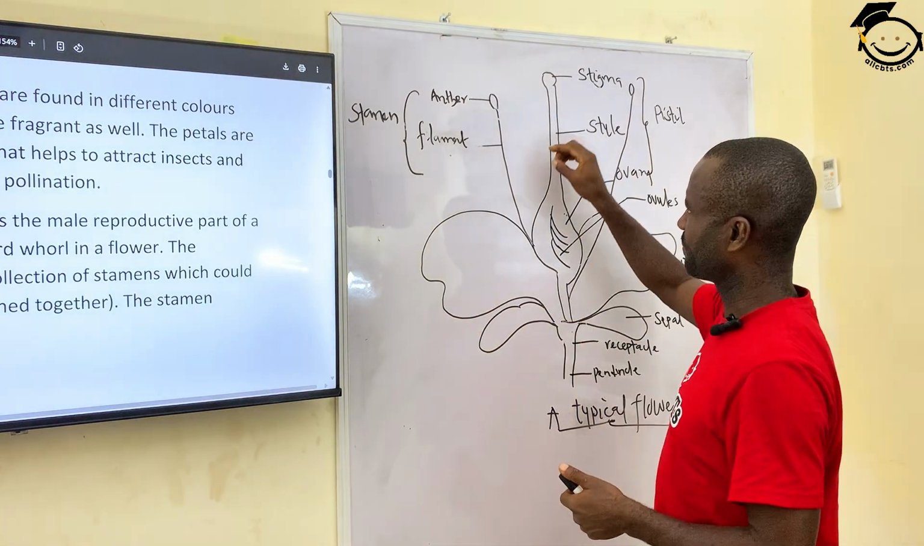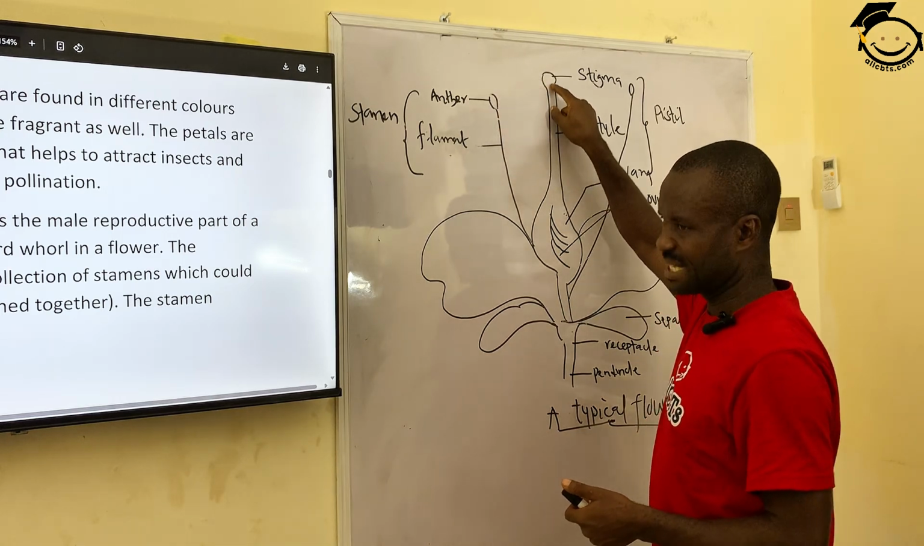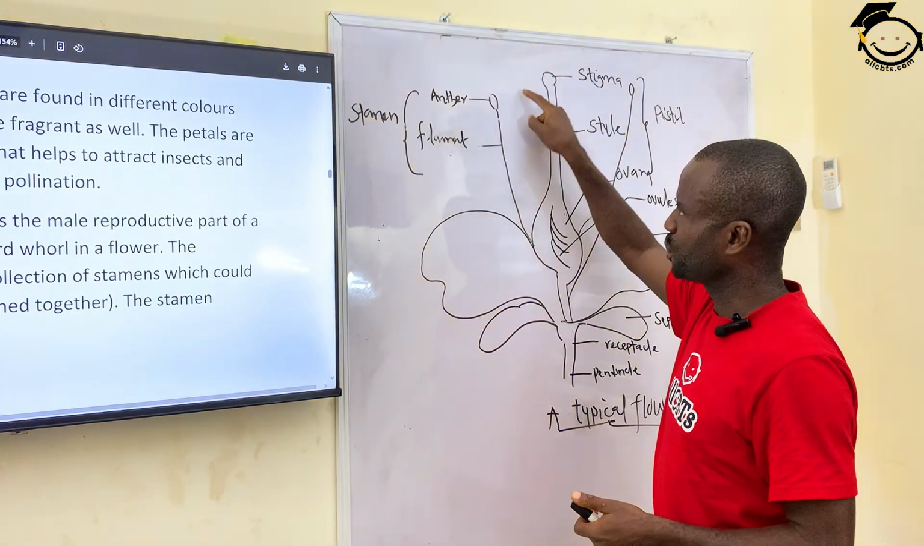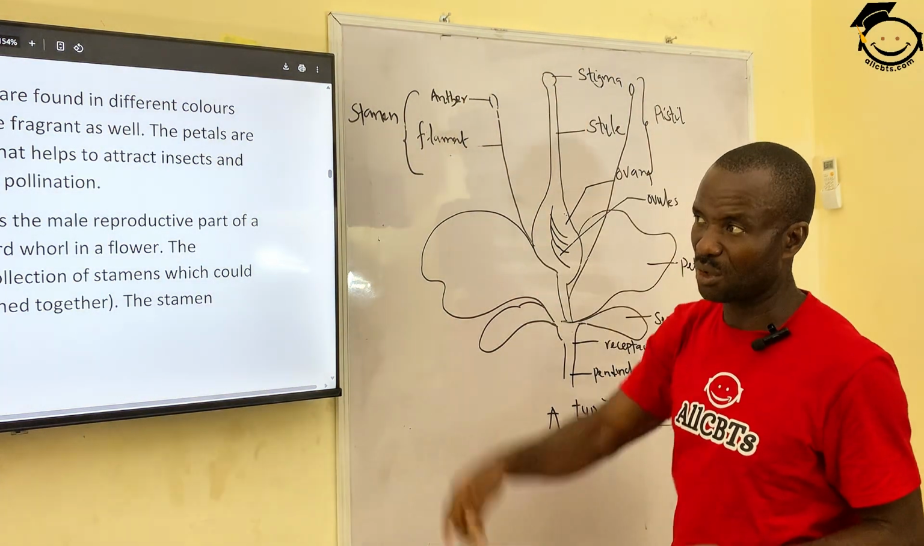And once they peck on this flower, they thereby rub the anther against the stigma. Exactly. By so doing, they are helping to pollinate, to bring these pollen grains upon this. So that's what we call pollination.